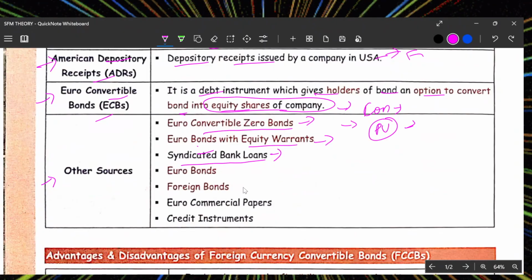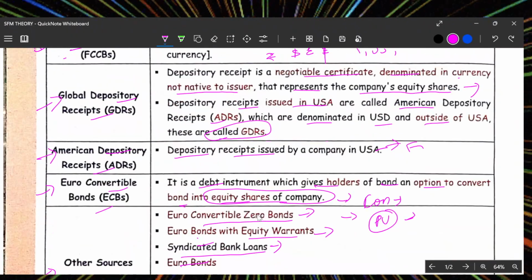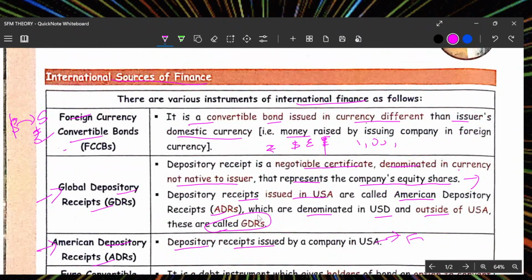Syndicate bank loans, where banks provide loans, euro bonds, foreign bonds, and euro commercial papers. Commercial papers are like bonds and credit instruments, loans. So these are the types of sources of funds for international source of finance.